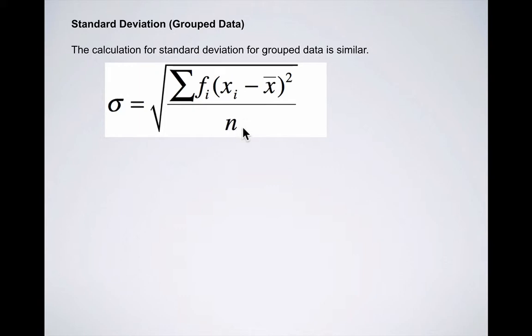But you only have to use that if it says so. I won't try to trick you. If it says sample in the question, use a sample. If it's population, use the population.